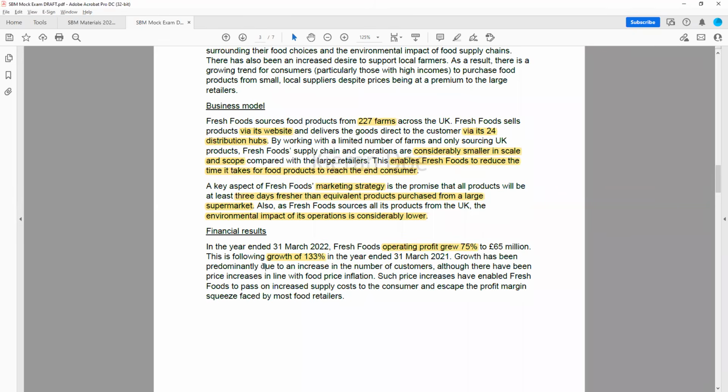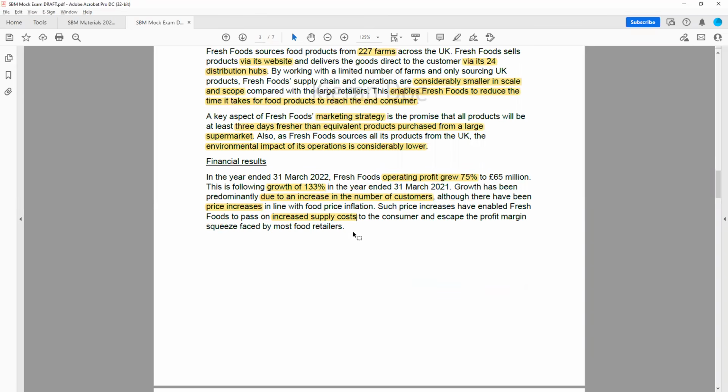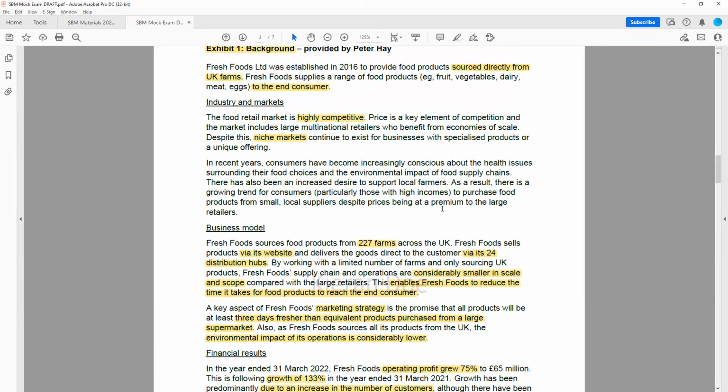So it's kind of like volume driven by selling more, although there have been price increases in line with food price inflation. So it's mainly because they're getting more customers rather than increasing their prices that's driving this profit growth. Such price increases have enabled Fresh Foods to pass on increased supply costs to the consumer and escape the profit margin squeeze faced by most retailers. So it sounds as though suppliers are putting prices up, but Fresh Foods is able to pass them on to the consumer. So it sounds as though they perhaps really are operating in a niche because most other food retailers are having to absorb some of these costs, is what it seems to be suggesting there.